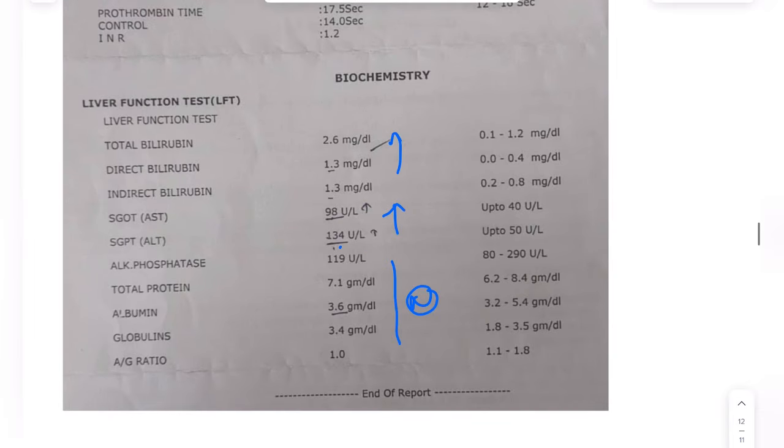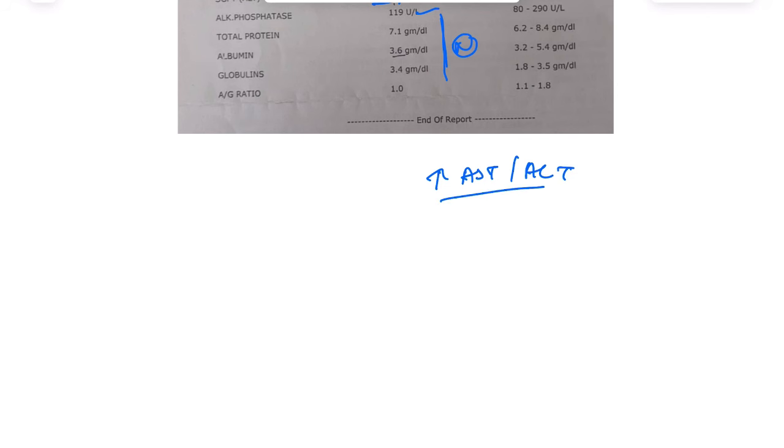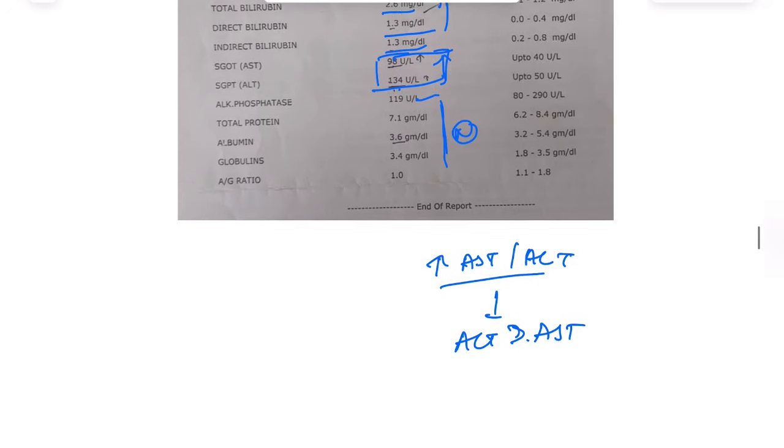Here total bilirubin is elevated, direct bilirubin is elevated, indirect is also elevated, and the enzymes are elevated. ALP is normal, proteins are normal. So we are dealing with transaminitis. Whenever we are dealing with raised AST and ALT, the first thing you have to look at is the AST ALT ratio, whether ALT is more than AST or AST more than ALT. In this condition, ALT is more than AST, 198 is more than 134, and the values are less than 5 times the normal limit.